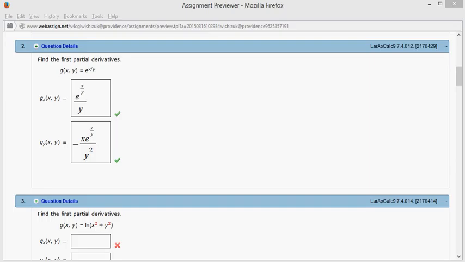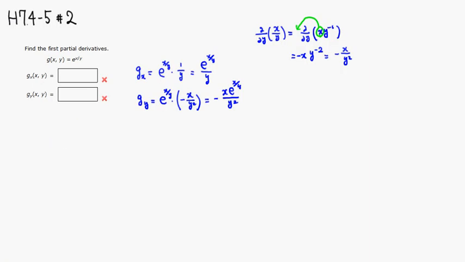Alright, it came back and looks like we got these guys correctly. Alright, that's it. I hope that this was clear.